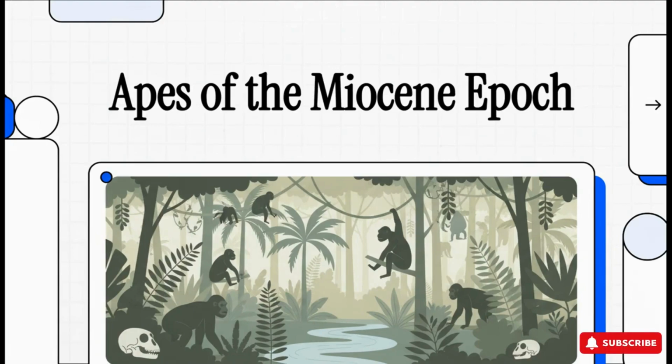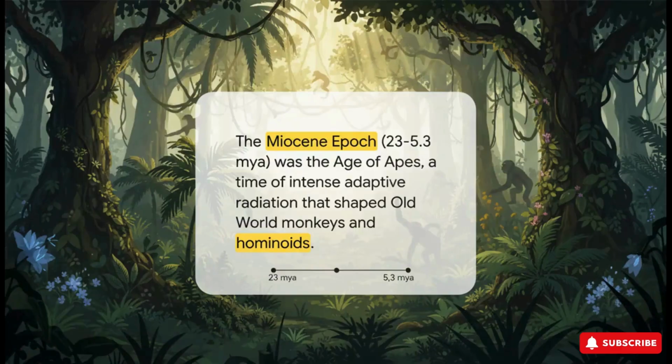Today, we're going to explore the apes and primate divergence during the Miocene Epoch. The Miocene Epoch, spanning approximately 23 to 5.3 million years ago, marks a profound and dynamic era in the evolutionary history of primates, universally recognized as the Age of Apes. In this explainer, we will talk about the intense adaptive radiation and subsequent environmental pressures that defined this epoch, fundamentally shaping the lineages of Old World monkeys and hominids.